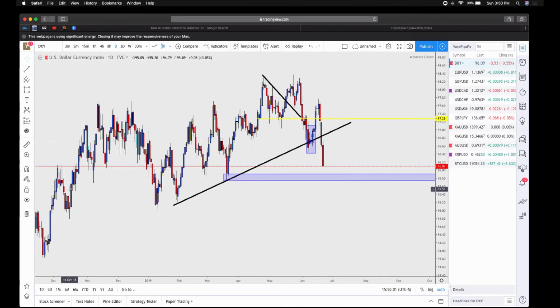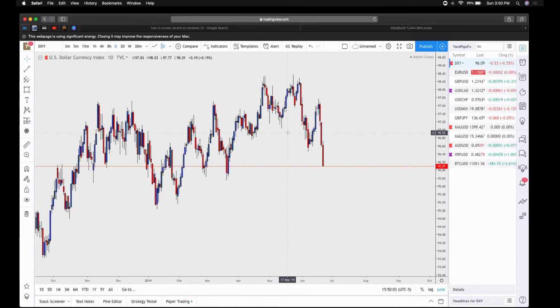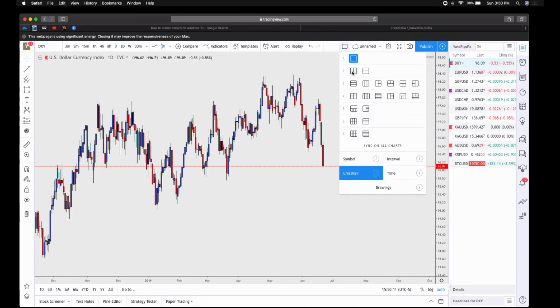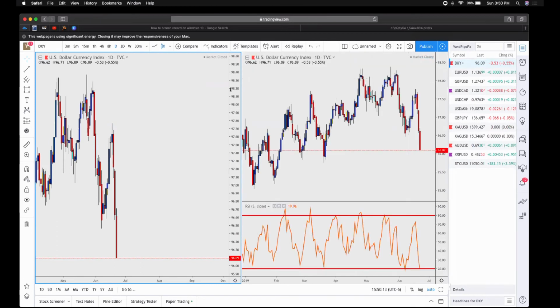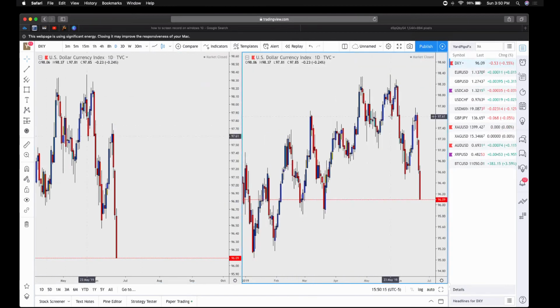All right. So correlations work like this. The DXY, which is basically the US dollar, moves in the opposite direction of certain currency pairs. Oh, guys, let me not forget something. Remember, I'm supposed to do RSI.